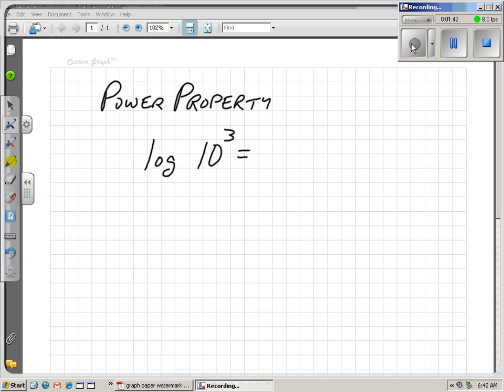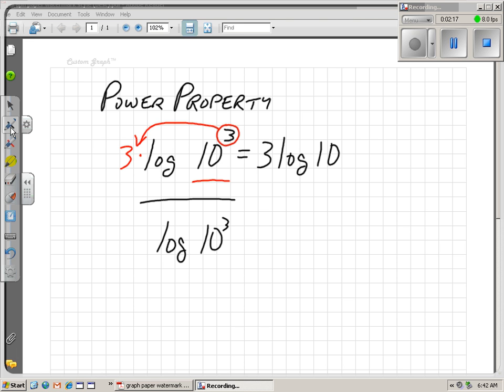Okay, and the power property, this is probably the one you'll use the most. It says if you're taking a log of something that's being raised to a power, it's okay to take that exponent and move it up front as multiplication. So it's okay to rewrite this as 3 times log 10. I made this a common log again so you can check it. So put in log of 10 raised to the third power.